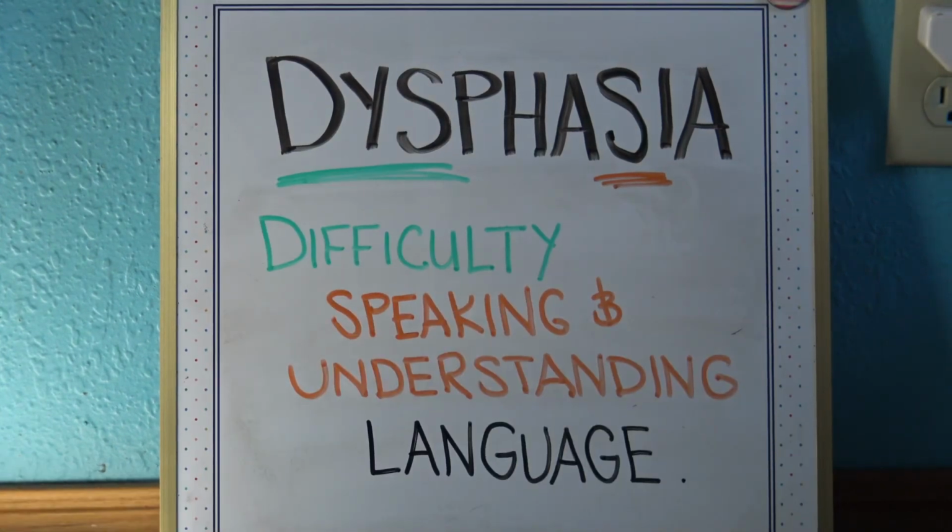Dysphasia. Dysphasia. This one is with the S, not the G. So the dys is difficulty. So it is difficulty speaking and understanding language. It affects how you speak and understand language. People with dysphasia might have trouble putting the right words together in a sentence, understanding what others say, reading and writing. Dysphasia, difficulty with language.